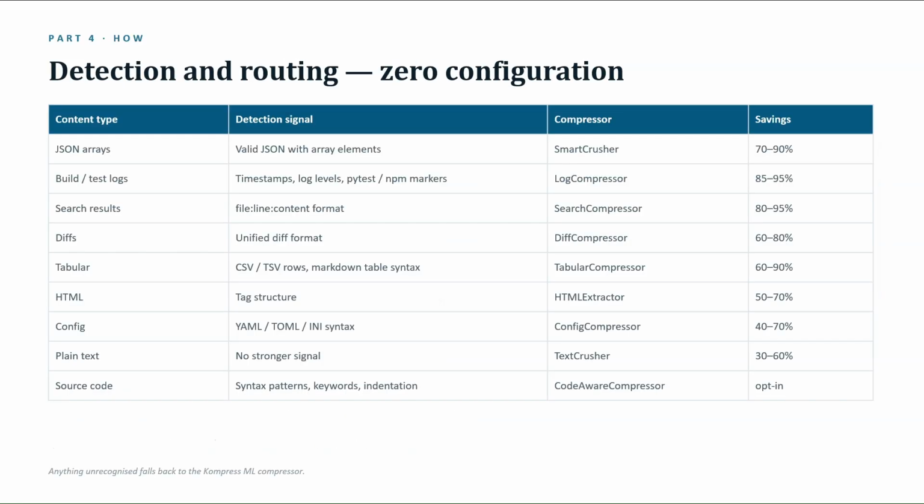So, detection and routing. If we have JSON errors, we use the smart crusher. The savings are like 70 to 90%. And if you have test logs, we will have a log compressor, which gives a certain percentage of savings. So for each type of data, we have a specific compressor, and this will be picked by Headroom itself. First, it will detect what type of data it is, and then based on that, it will pick which particular compressor needs to be used.